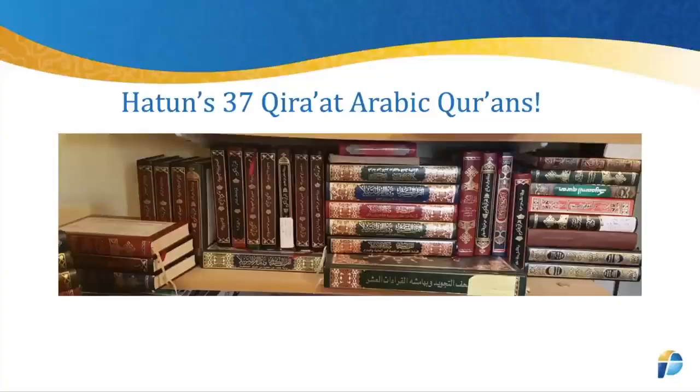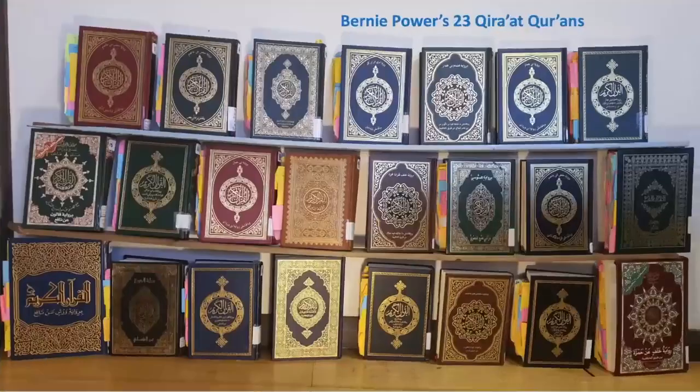Now, here is a picture of Hatun's. Take a look. She's got 37. That's 7 more than the official Qira'at. So you can go into bookstores in Arab lands and get them.